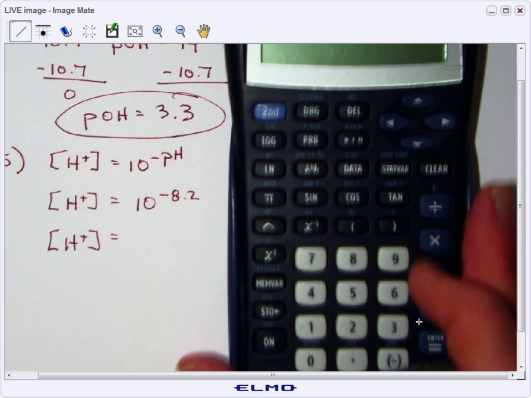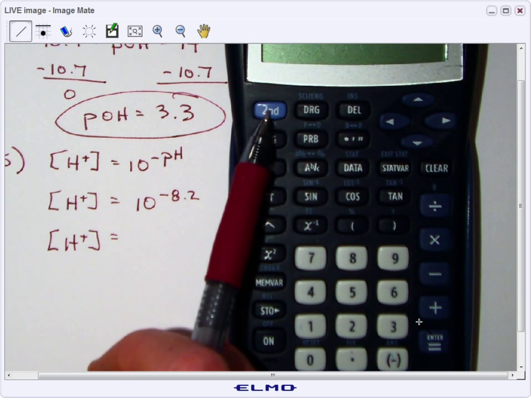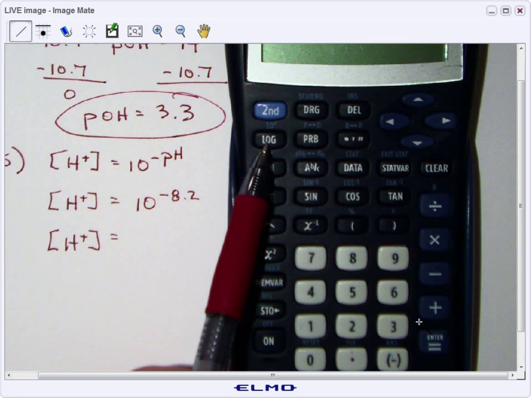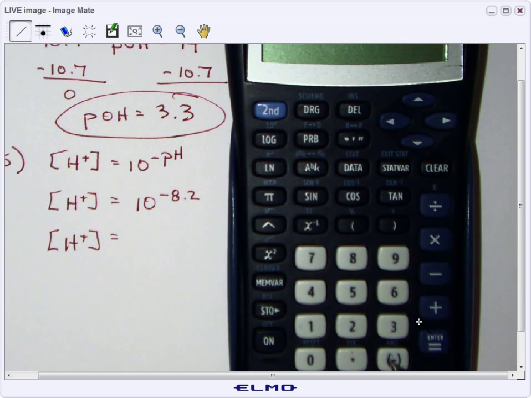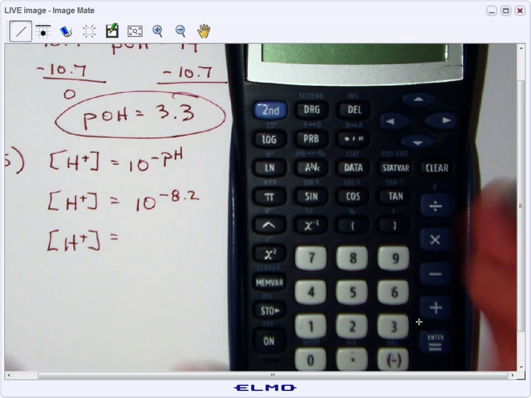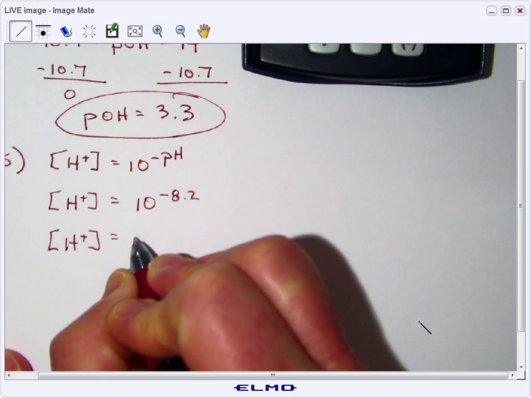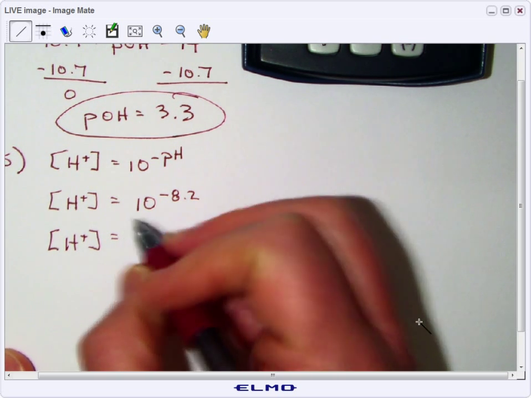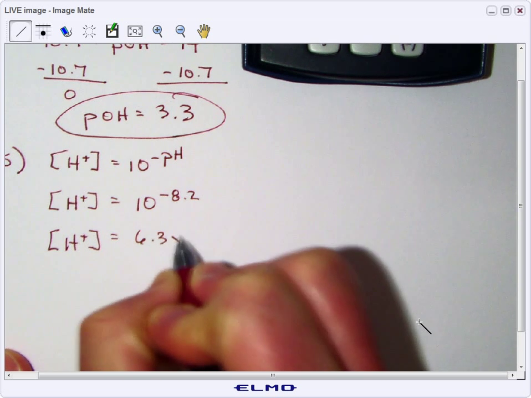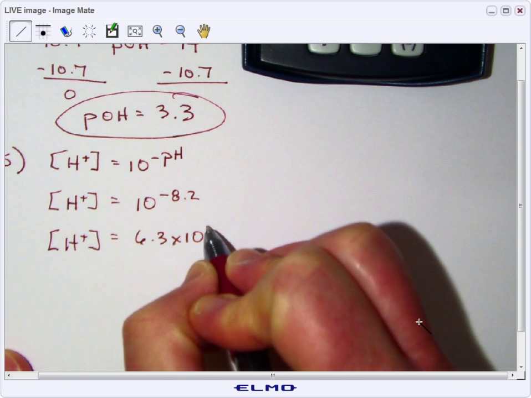So all you have to do on this, you're going to follow along, hit second, log, negative 8.2 and hit equals. And what do we get? Say it again. Okay, 6.3 times 10 to the what? 9?